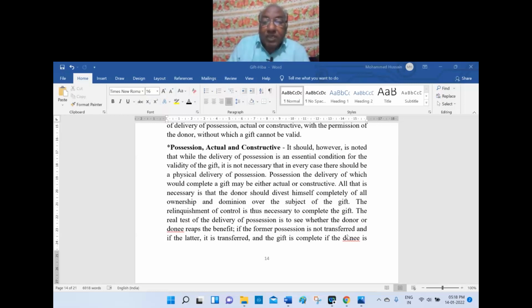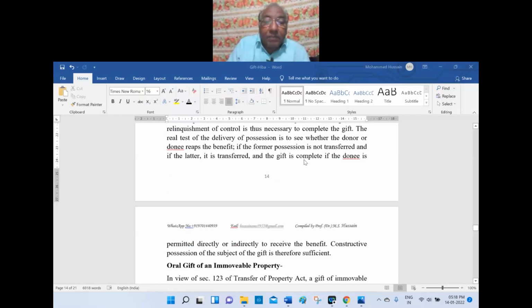The relinquishment of control is necessary to complete the gift. There should not be any control over the subject matter which is going to be delivered as a gift to the donee. The real test of the delivery of possession is to see whether the donor or the donee reaps the benefit. If the former's possession is transferred and the latter's is transferred, the gift is complete, and if the donor is permitted directly or indirectly to receive the benefit, constructive possession of the subject of the gift is insufficient.